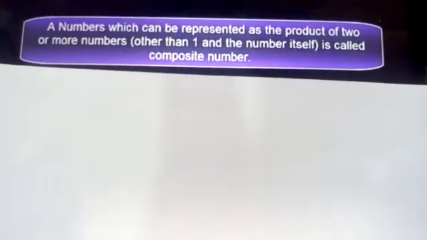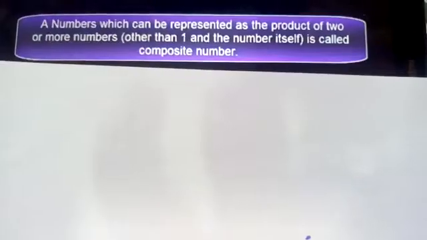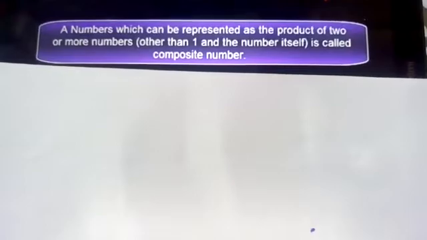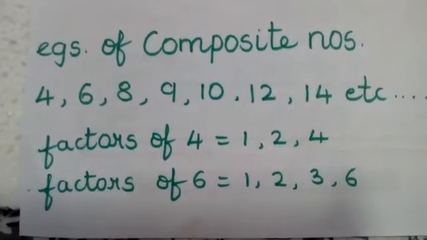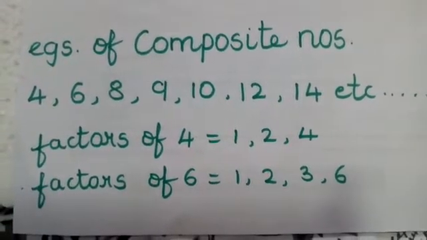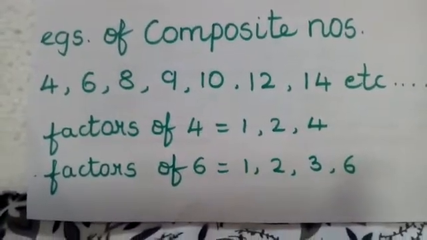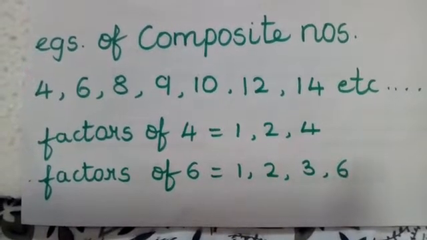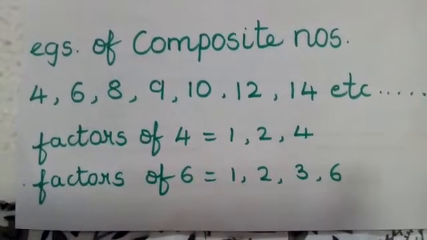Next we have is composite numbers. A number which can be represented as the product of two or more numbers is called composite numbers. That means a number which is having more than two factors: 1 and the number itself, and there are other factors also. For example, the factors of 4 are 1, 2 and 4. So 4 is a composite number.